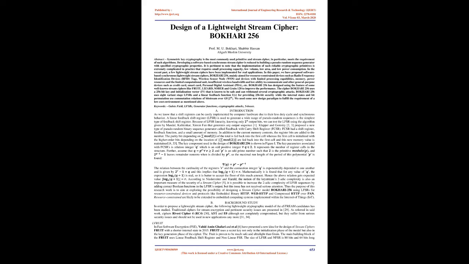Bokhari 256 has been designed using the features of some well-known stream ciphers like Fruit, Lizard, Sober and Grain 128 to improve the performance. The cipher Bokhari 256 uses a 256-bit key and initialization vector, that is known to be safe and can withstand several cryptographic attacks. Bokhari 256 uses 8 variant stage LFSRs and a linear feedback function for providing 256-bit security, while the internal states and bit permutation use commutation relations of bitstream. We used some new design paradigm to fulfill the requirement of a low-cost environment as mentioned above.